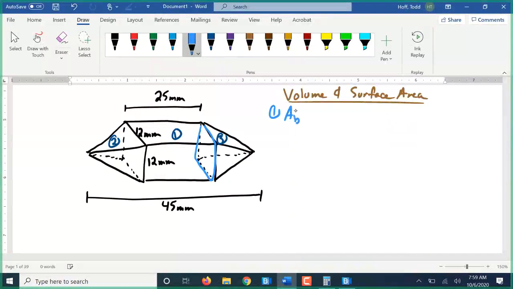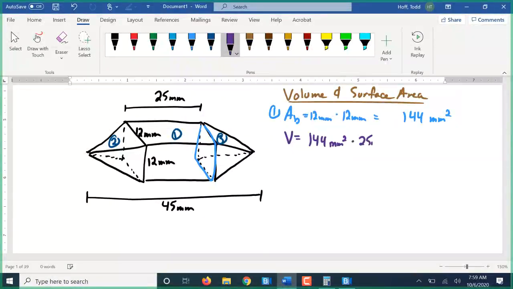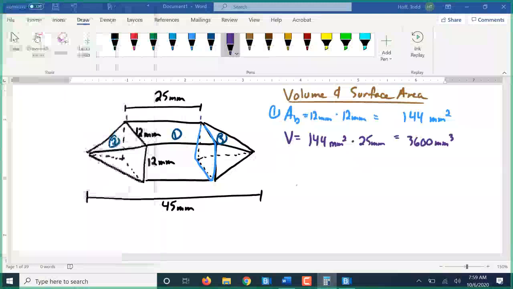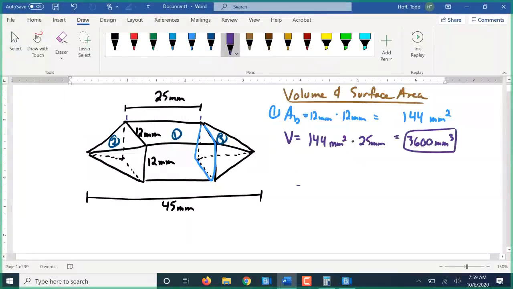So for the box, the area of my base is 12 millimeters by 12 millimeters, or 144 millimeters squared. So that volume, 144 millimeters squared times the 25 millimeters of height. That's the distance between bases. I believe that's 3,600 millimeters cubed. Let me double check that. It is. So that's the volume of the box portion.